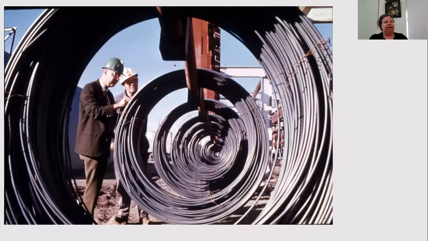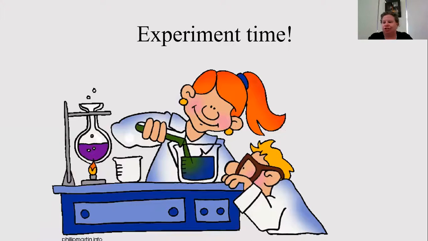So now that we know a little bit about how steel is made, let's do an experiment like scientists do. What we're going to do is take two different liquids and put them together, and those atoms are going to behave kind of funny. They're going to figure out that they really like each other, and they're going to stick together, and they're going to form a solid.